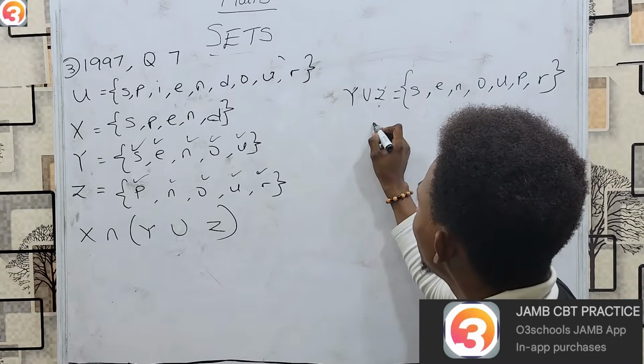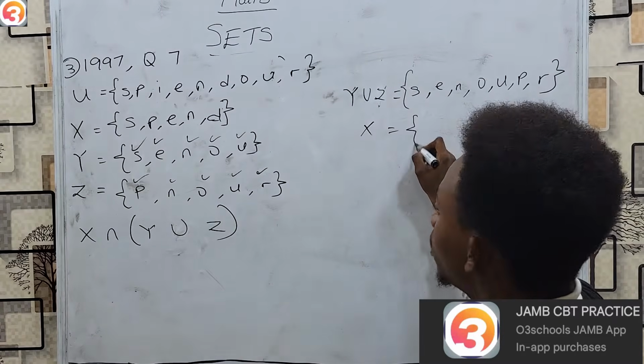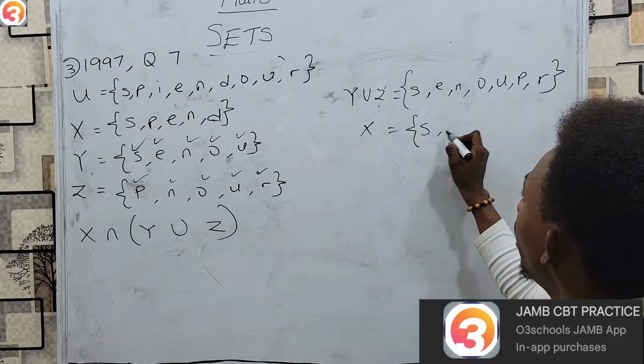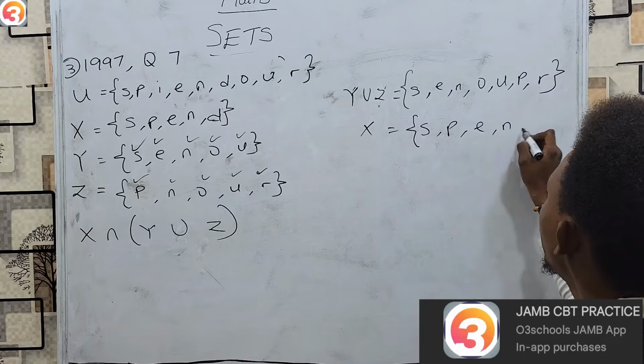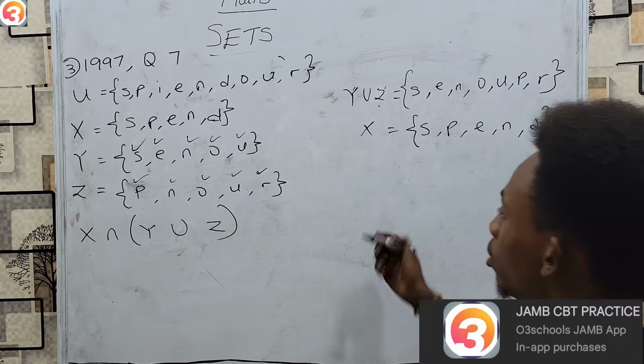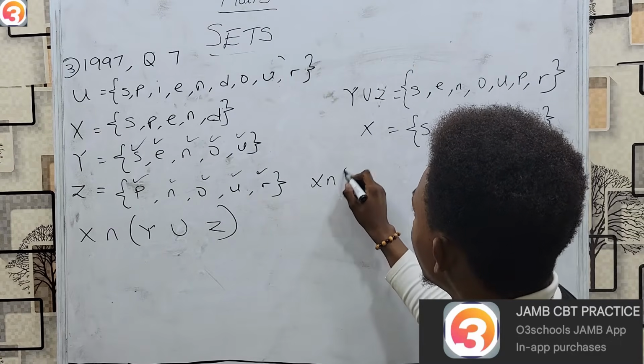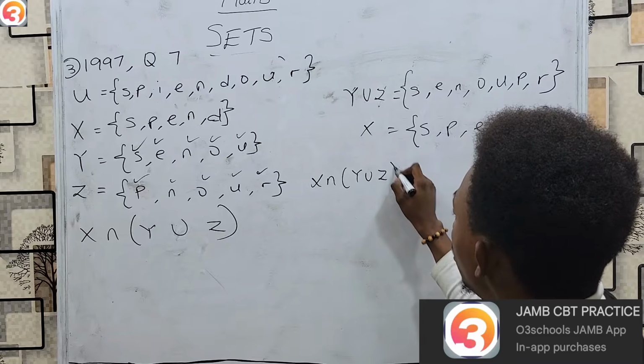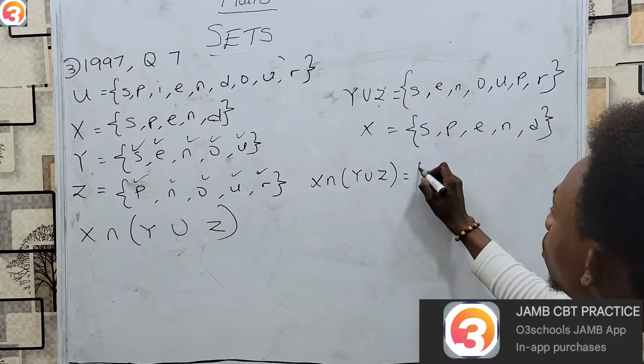And if you remember, the question was X intersection this, which means what is common between X and this combination. Let me write X under here just for comparison. X contains S, P, E, N, D. So what do they have in common? I know right now that X intersection Y union Z must be what's common.